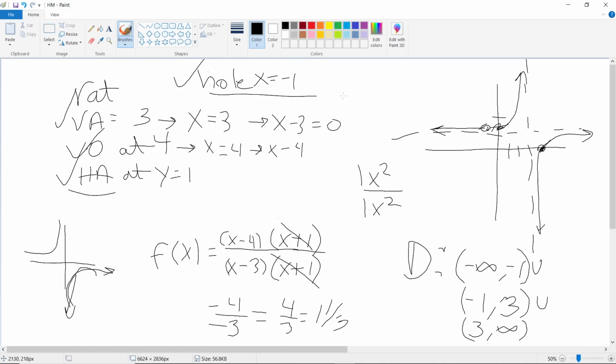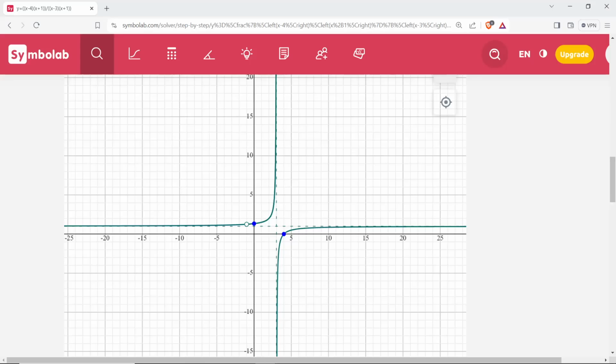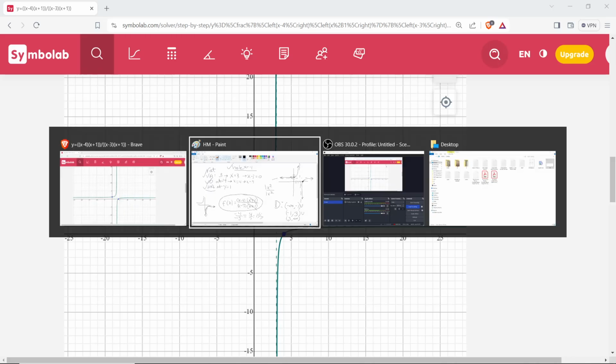So this is the function. f of x equals x minus 4 times x plus 1, divided by x minus 3 times x plus 1. And I verified all the features on that. And I've even verified it by checking out the graph on Symbolab. Remember, you can do it on Desmos, but Desmos doesn't show the holes. I think the TI-84 calculators do show holes. So that's it for this one.